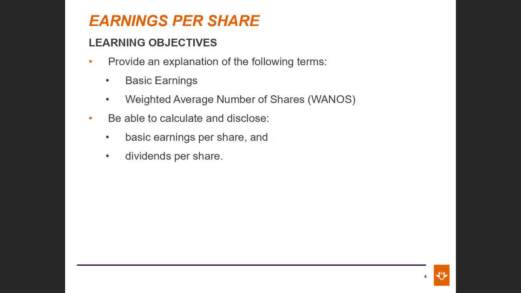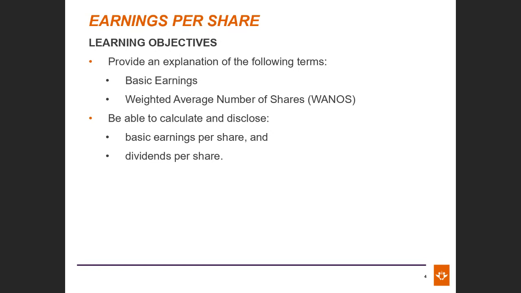Then we're also going to provide an explanation of the following terms. We're going to look at basic earnings, and we're going to have a look at your weighted average number of shares. So if you think about your earnings per share ratio, it is your basic earnings divided by your weighted average number of shares.